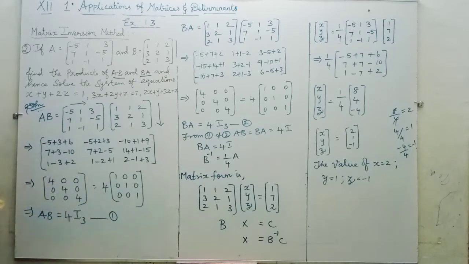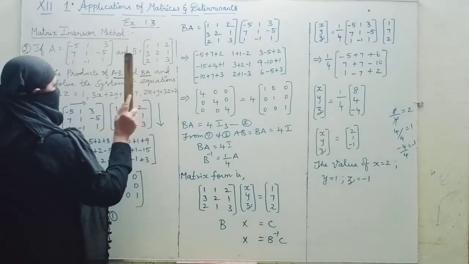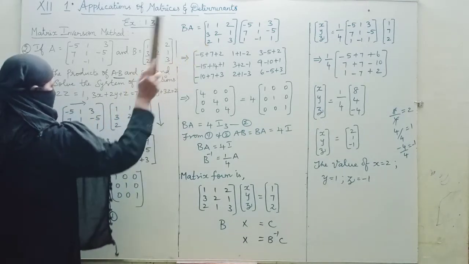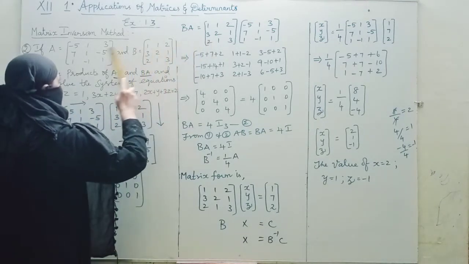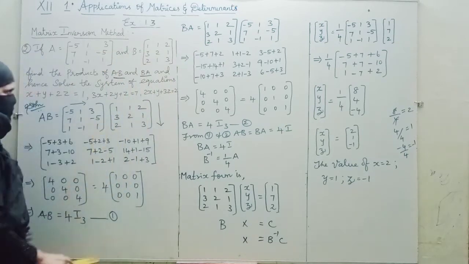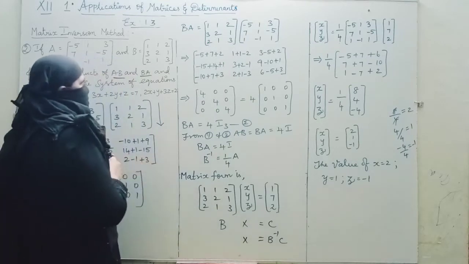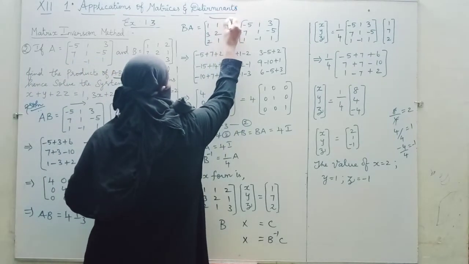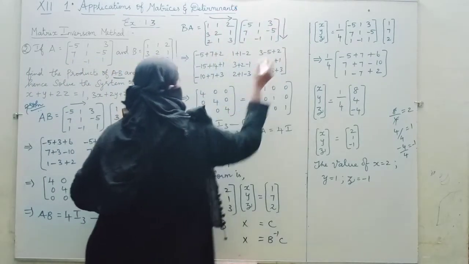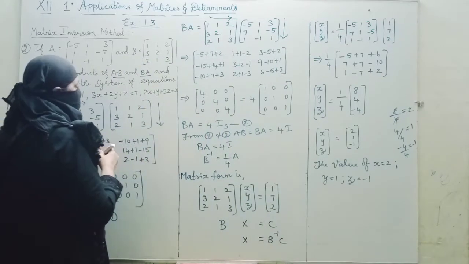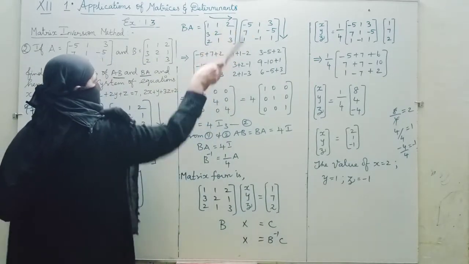Now we want to do the multiplication. AB already we completed. Now we are going to find out the BA. First the B value you want to apply, first B value and then A value. Same procedure: first row, first column. Here also, in the first bracket we take the row, in the second bracket the column. So first row, first column.